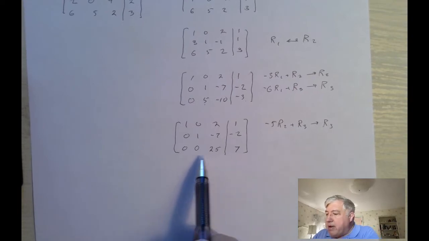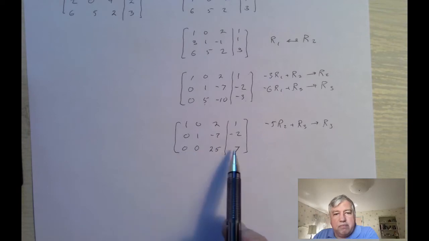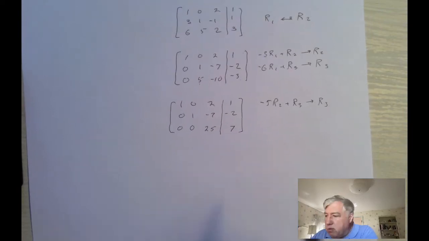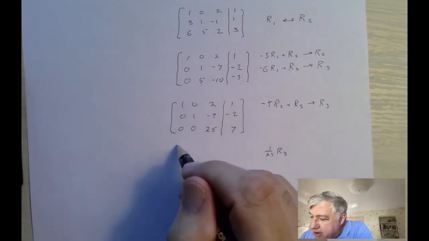And now we go to the third row. Obviously, we want this to be a 1, so we'll multiply the bottom row by 1/25. And we can see that will bring us fractions finally.